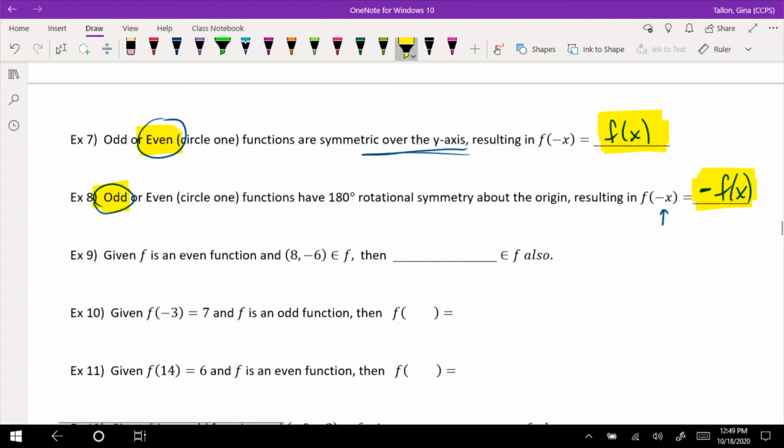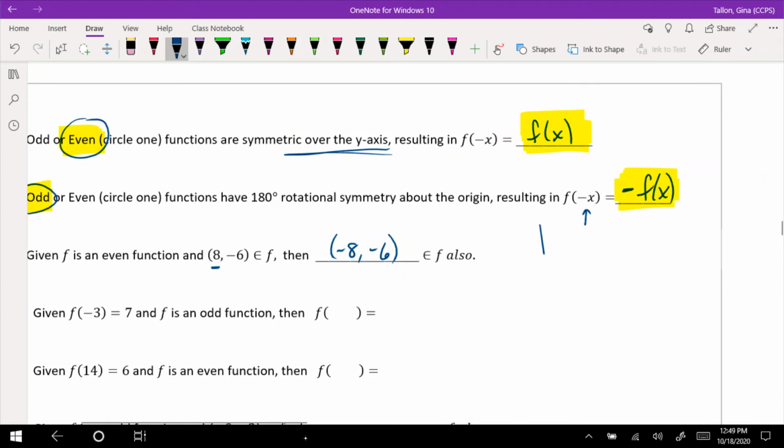Question 9. Given the fact that f is even, and 8, -6 is on f, or is an element of f, okay, that means it's a point on the function f, then what else has to be on f? So let's see, even function. Even function says if I negate my input, my output stays the same. So if I negate my input, the output stays the same. That's the answer that I want for this problem.